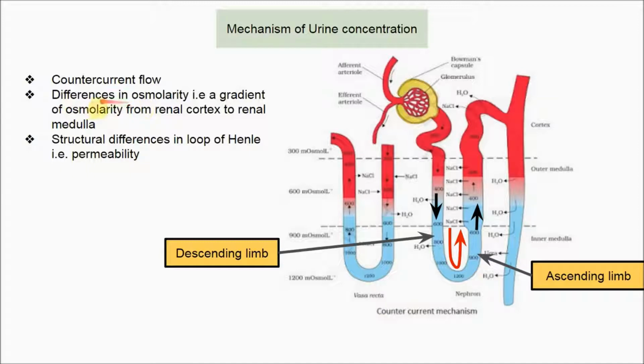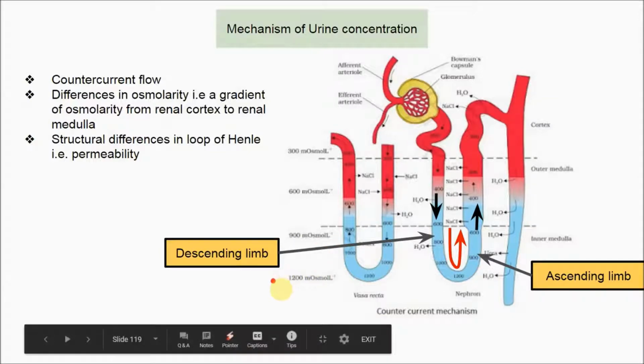The next point we are seeing here is the differences in the osmolarity. So what do we mean by the differences in the osmolarity or the formation of osmotic gradient? You can see that the cortex has an osmolarity of 300 milliosmoles per liter, right? But as you move from the cortex towards the outer medulla, the osmolarity is around 600 milliosmoles per liter. In the inner medulla, the concentration is 900 milliosmoles per liter. And finally, the deepest part of the medulla has an osmolarity around 1200 milliosmoles per liter, right?